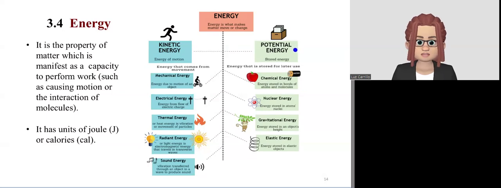This energy that is stored can be utilized later. And some of the forms of potential energy that are known include chemical energy, which is the energy that is stored in bonds of atoms and molecules. We have nuclear energy, which is the energy that is stored in atoms' nuclei specifically. So in the nucleus of an atom. We have gravitational energy, which is the energy that is stored in an object and is defined by the object's height. And lastly, we have elastic energy. Elastic energy is stored in elastic objects.